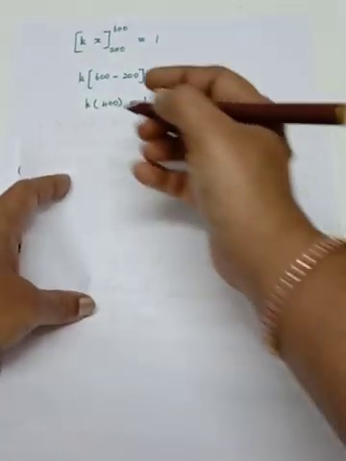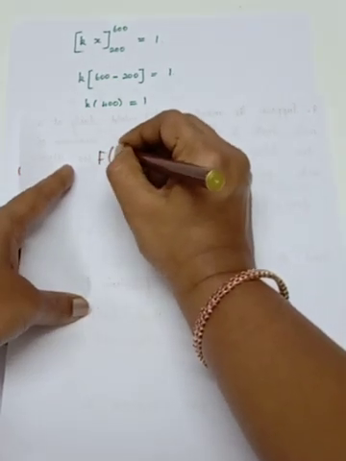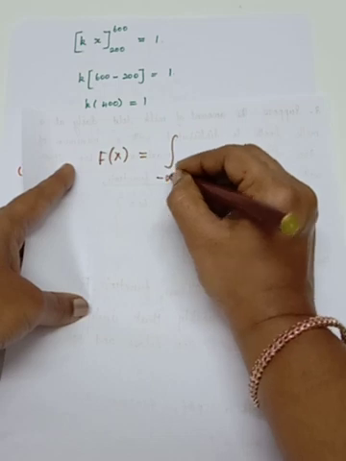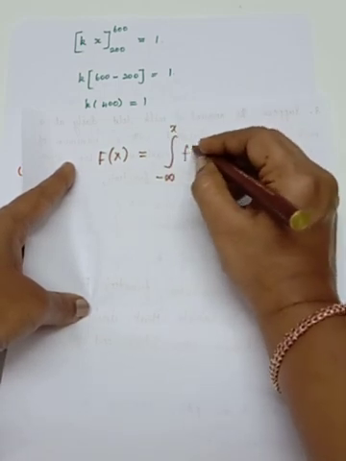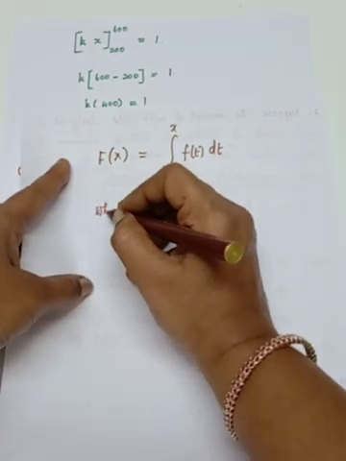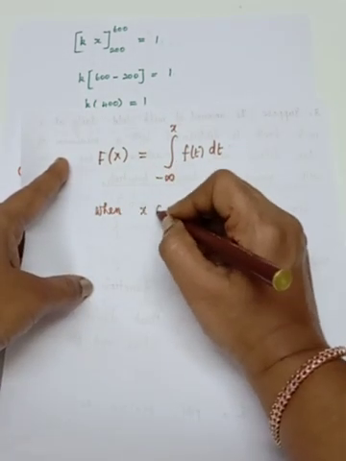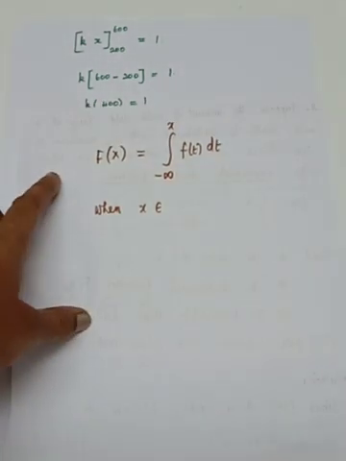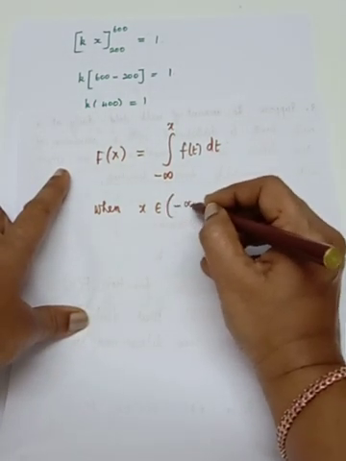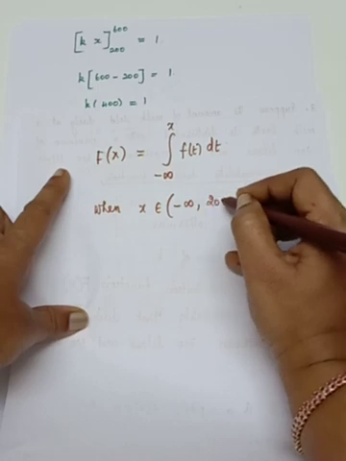What is your capital F of x? Your capital F of x formula is integral from minus infinity to x of f of t into dt. Okay, so which interval are you going to find? Now your x belongs to x. No, x is not a single number. It is an interval that varies from minus infinity to 200.